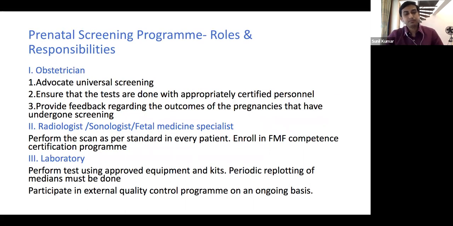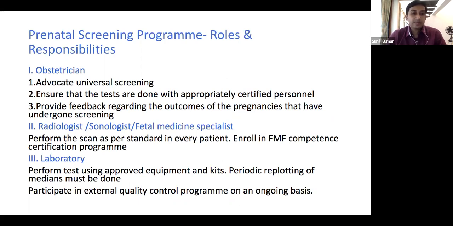So what a prenatal screening program does, that is the roles and responsibilities: for an obstetrician, you should advocate universal screening for every pregnant woman. Ensure that the tests are done by appropriately certified personnel, because the NT-NB scan needs certain skill to do the study. Then provide feedback regarding the outcomes of the pregnancies that have undergone screening. Coming to the radiologist, sonologist, or fetal medicine specialist, perform the scan as per standard in every patient. Enroll in FMF, that is the Fetal Medicine Foundation Competence Certification Program.